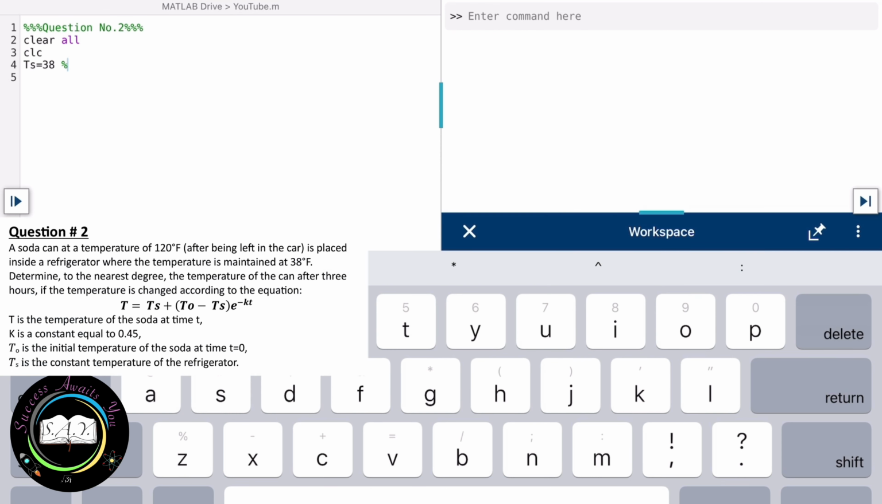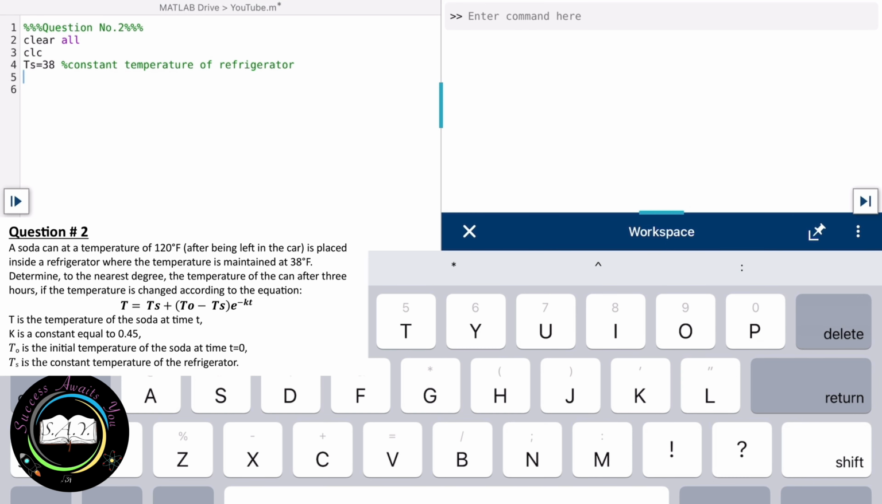According to our given equation, or formula, Ts is the constant temperature of refrigerator, which is 38 degrees Fahrenheit, T0 is the initial temperature of the soda can, which is 120 degrees Fahrenheit, K here is a constant equal to 0.45, while we have to find T, which is the temperature of soda can at given time of 3 hours. Let's enter all these values in MATLAB.